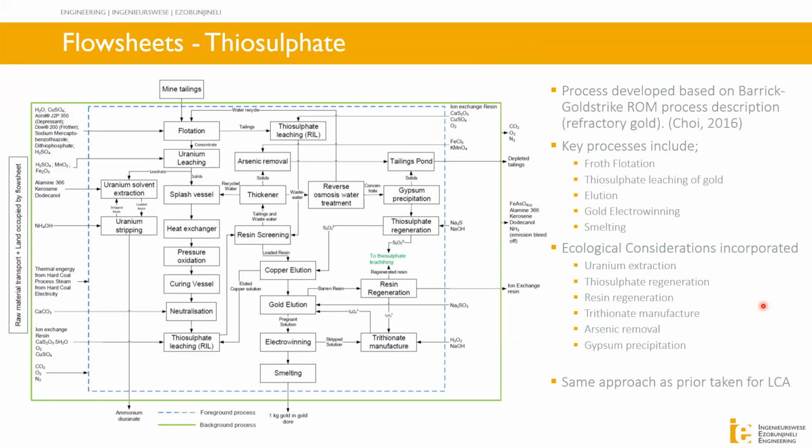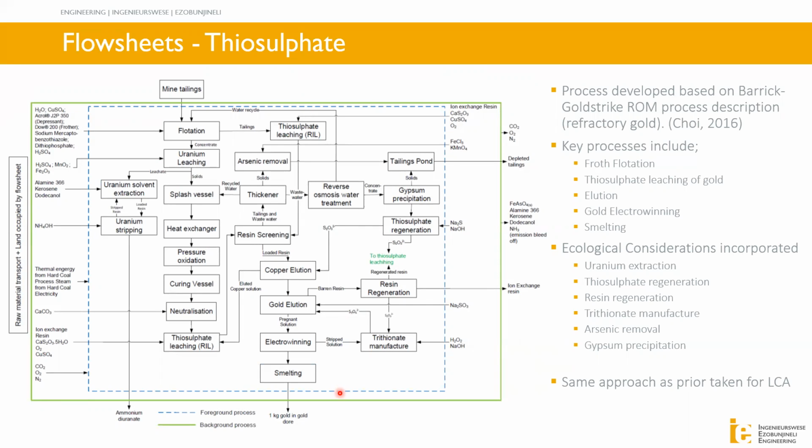This flow sheet was adapted from the Barrick Goldstrike run-of-mine process, and that's described in Choi 2016. Now, key processes include, again, froth flotation to concentrate gold-bearing sulfide material. Extraction of gold is through thiosulfate leaching. Elution of gold from resin, followed by electrowinning of the electrolyte and then smelting to produce gold.